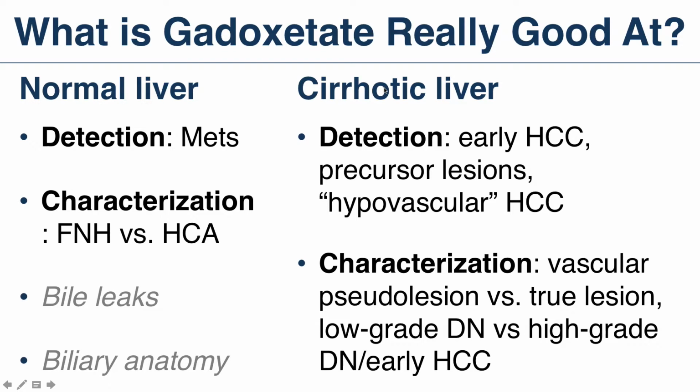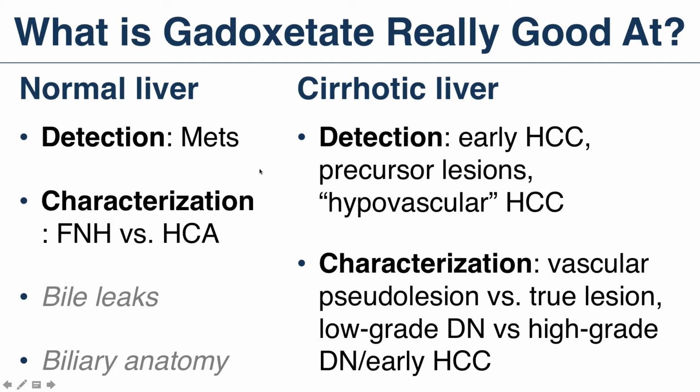What about in the cirrhotic liver? If the liver is functioning, it's very good at detecting early HCC, HCC precursor lesions, and so-called hypovascular HCC. It's also good at differentiating vascular pseudolesions versus true lesions, and at differentiating low-grade dysplastic nodules from high-grade dysplastic nodules or early HCC. So this is what it's good at, and that means it's bad at everything else. So gadoxetate is really good at these things, but not good at other things.